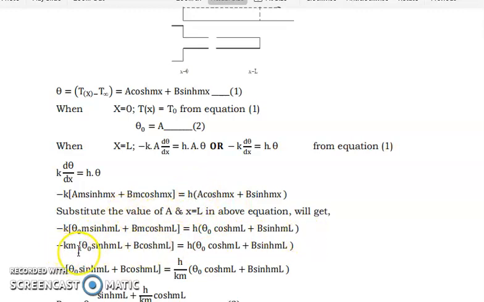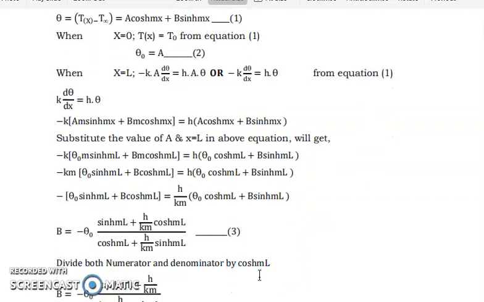Then minus km, we can simplify this. Minus km into theta naught sinh(ml) plus b cosh(ml), which is equal to h into theta naught cosh(ml) plus b sinh(ml). So next, simplify it again. Minus theta naught sinh(ml) plus b cosh(ml) is equal to, this km we will take to this side, then it becomes h by km into theta naught cosh(ml) plus b sinh(ml).